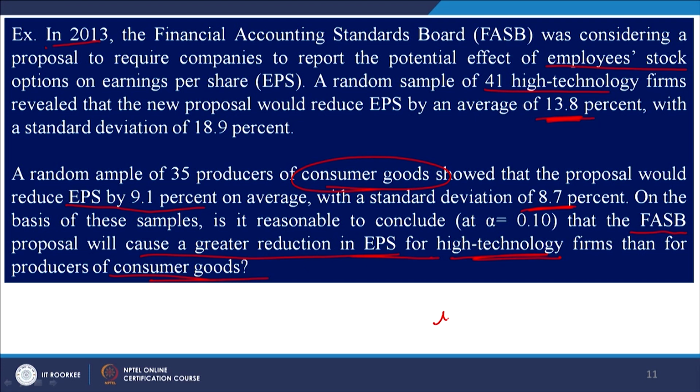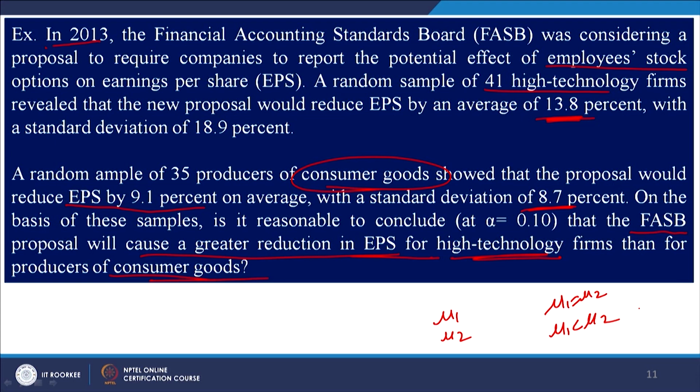On the basis of these samples, is it reasonable to conclude that FASB proposal will cause a greater reduction in EPS for high technology firms than producers of consumer goods? Here let us call mu 1 the high technology firms mean and mu 2 the mean of consumer goods companies. What is our null hypothesis? It would be mu 1 is equal to mu 2. And the alternative hypothesis would be that the proposal will cause a greater reduction in EPS for high technology firms, so mu 1 is less than mu 2. This is our alternative hypothesis.